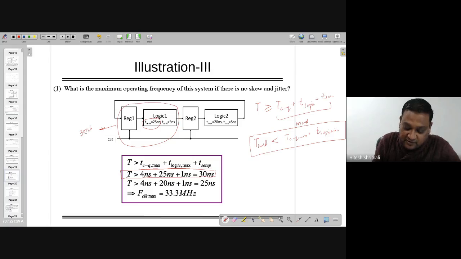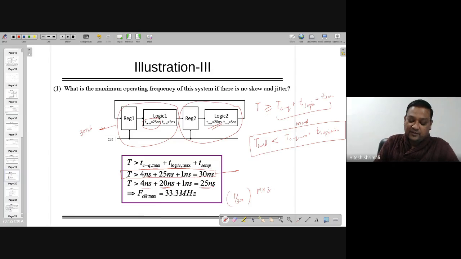In the other case, applying the same things, you have TCQ max 4 nanosecond, this number is 20 nanosecond, and T setup time as 1 nanosecond. So it gives you 25 nanosecond. Among these two, the bigger one is 30 nanosecond. So 1 by 30 nano is going to give you the required clock frequency. You should not take 1 by 25. You have to take the bigger one so that you can have the correct answer, right?